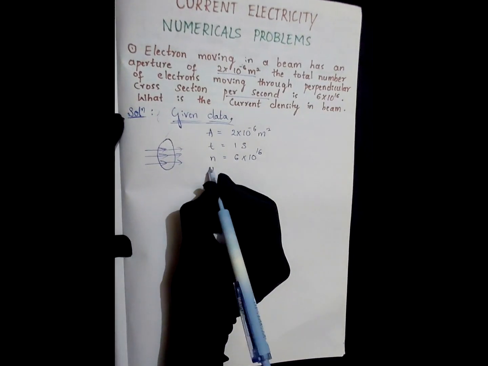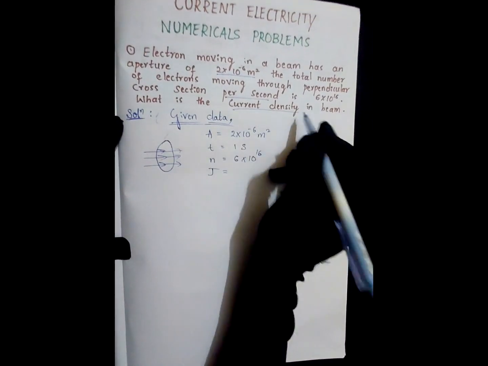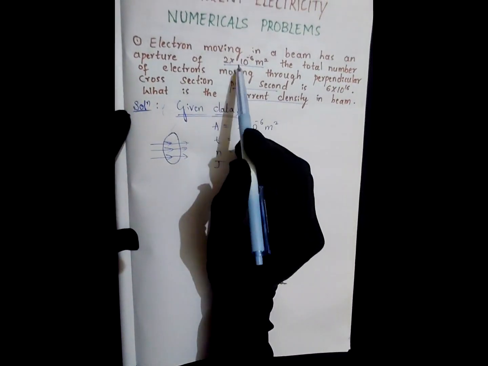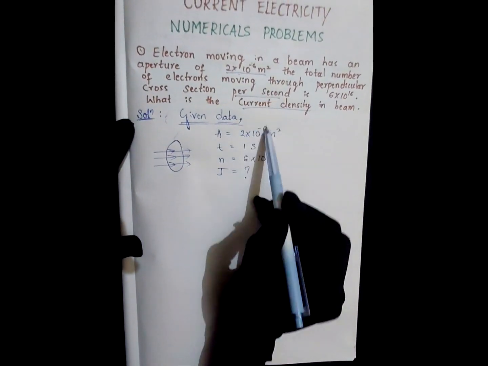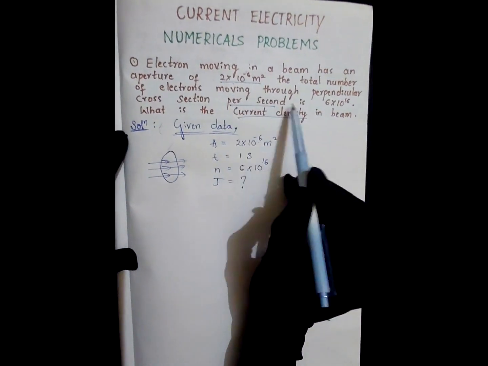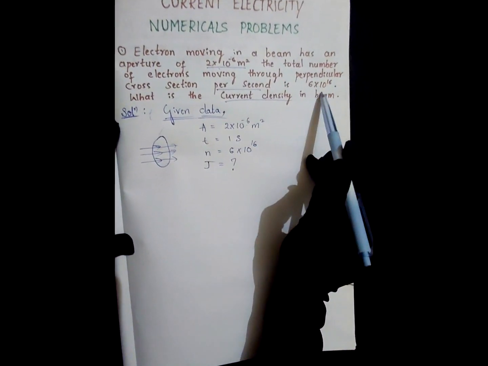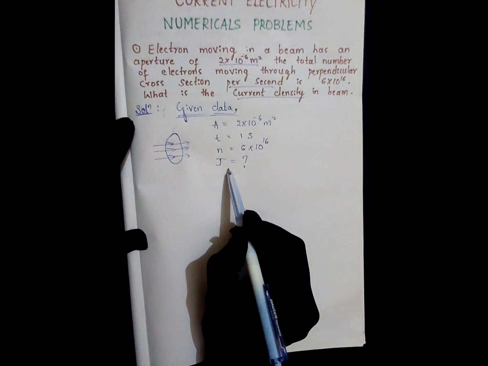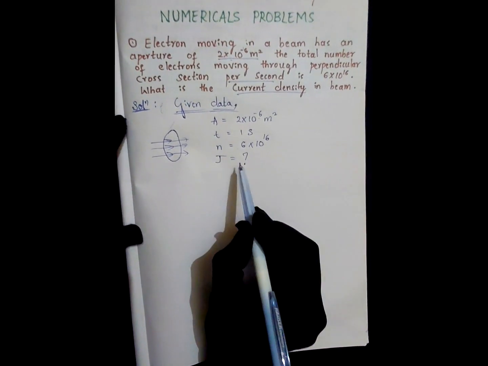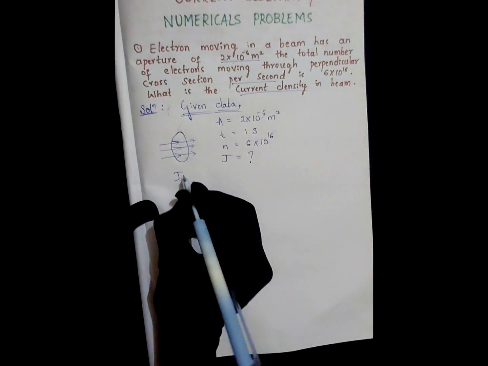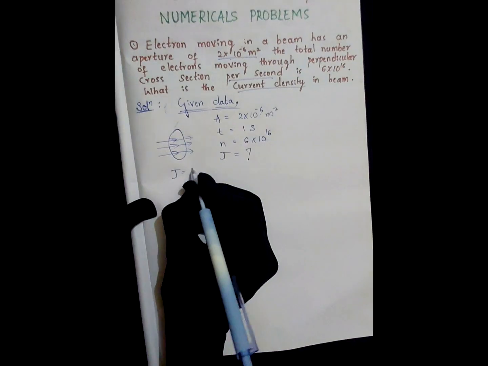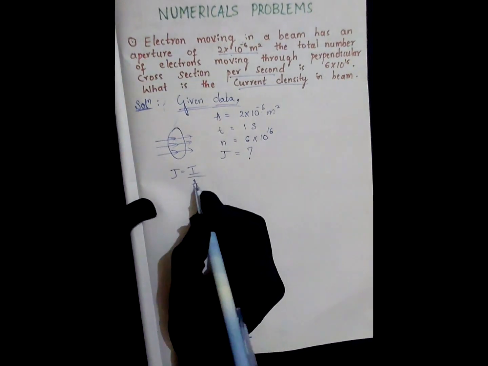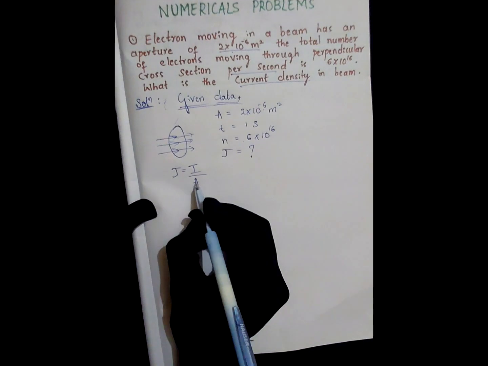We need to find what is the current density in the beam. We need to find J. J means what here? Current density. J equal to question mark. See the values. 2 into 10 to the power minus 6 meter square is the area value. Per second means the time value. 6 into 10 to the power 16 is the number of electrons, and we need to find J, the current density. We know the formula of current density: J equal to I divided by A, where I is current and A is area.